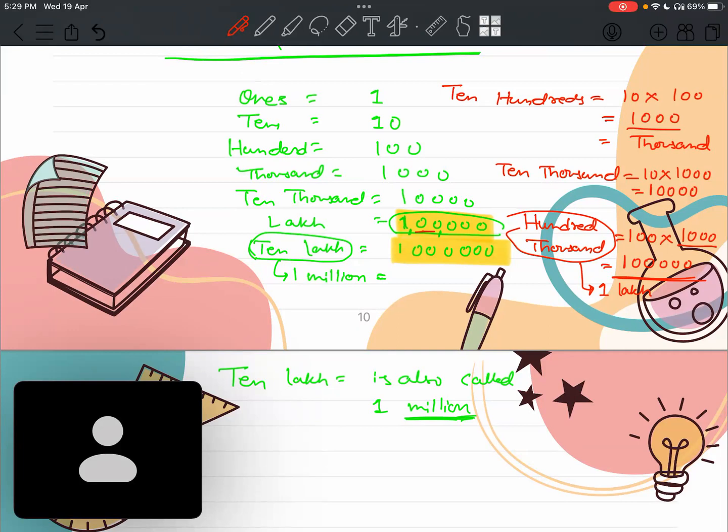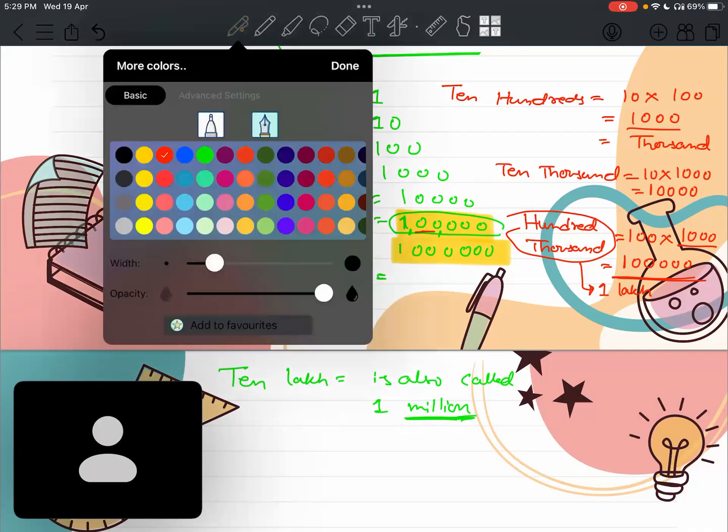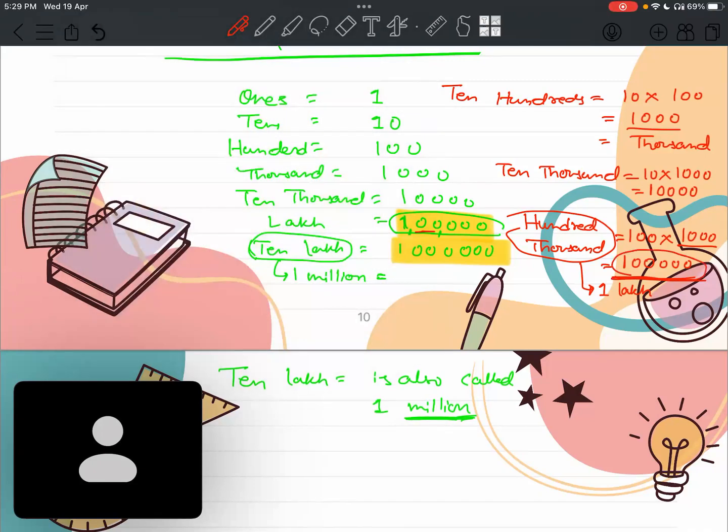For convenience, we don't call it 100,000, but we can call it 1 lakh as per which system? As per the Indian system. But in the international system, we will call this 100,000. See here, 1 lakh has how many zeros? One, two, three, four, five. Five zeros. So 100,000 in the Indian numeral system can be called 1 lakh.